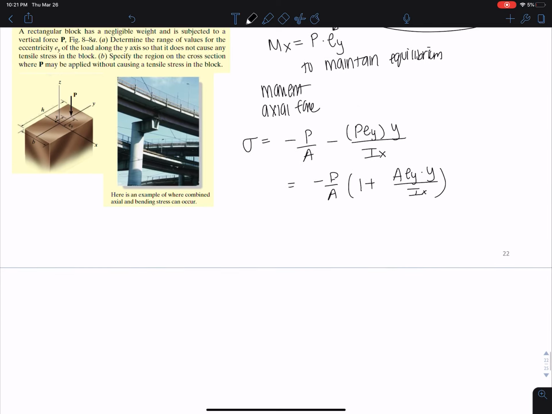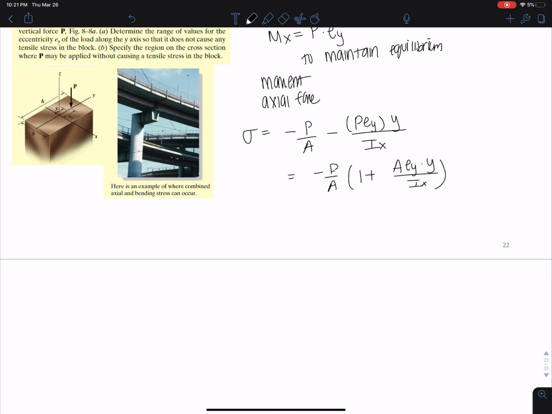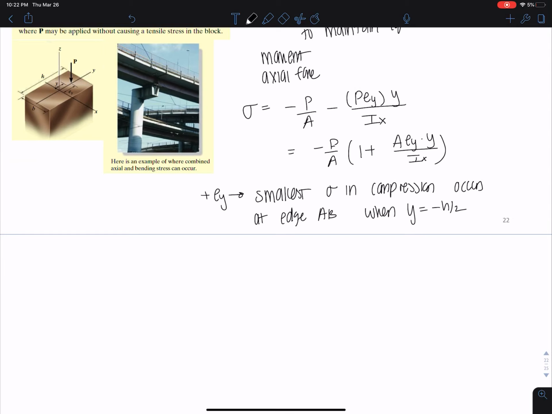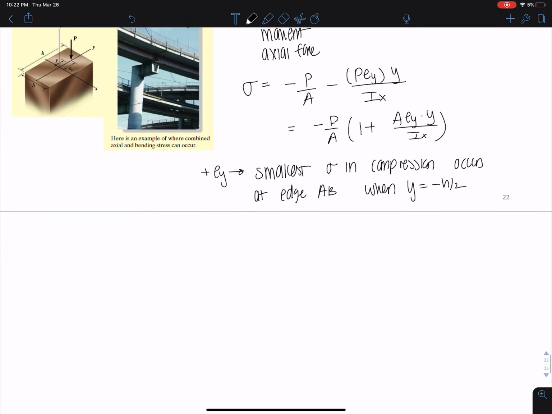Okay. And I'm interested in keeping this in compression. So basically, for any positive value of EY, so for a positive EY value, the smallest compressive stress occurs along AB. So smallest sigma in compression occurs along AB when this Y value is negative H over 2. Okay, in the negative direction. So P causes compression there, but the MX is going to cause tension.